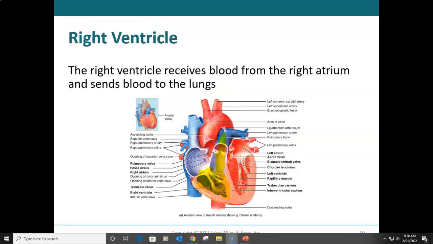Once the right atrium fills with blood, the pressure of that blood pushes against the tricuspid valve. The tricuspid valve then opens and blood flows into the right ventricle. The right ventricle then will fill and contract, and when it does so, it's going to push blood into the pulmonary trunk, and from the pulmonary trunk through the pulmonary valve.